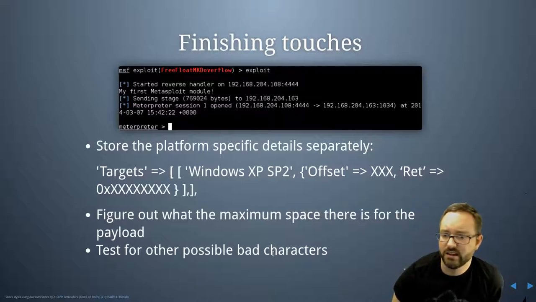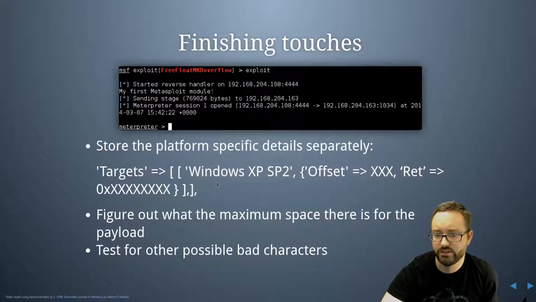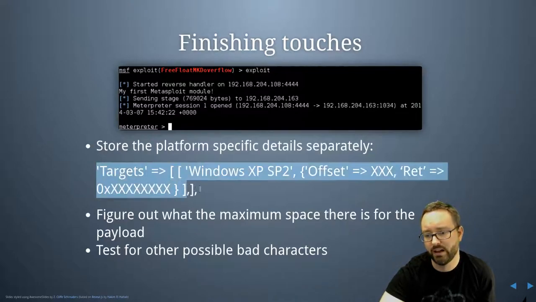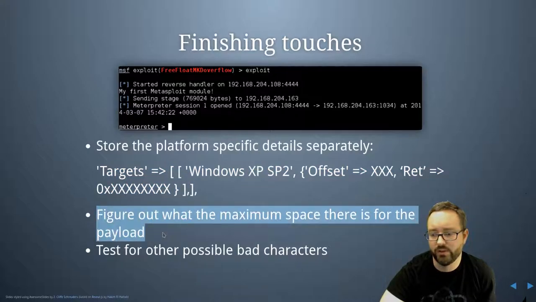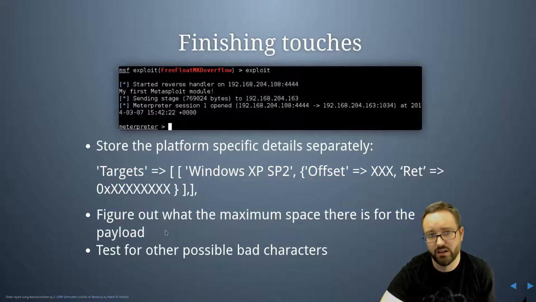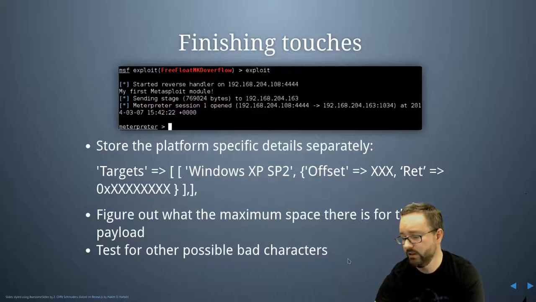As a finishing touch, we can move some of the things that we've hard coded, like the offsets and the return addresses, into target specific details. Then if we improve our exploit by adding targets for different operating systems, we can just update it in that one place, and the rest of the exploit can stay the same. We also want to figure out the maximum space there is for the payload, and you can add that in as well. It's what I was saying about testing for bad characters.